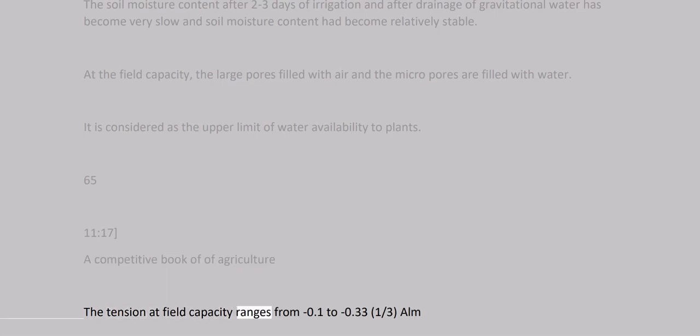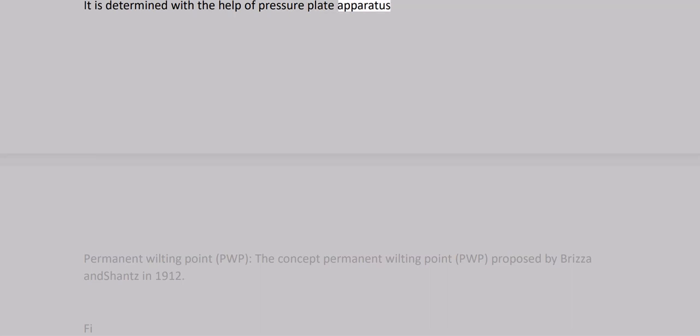The tension at field capacity ranges from -0.1 to -0.33 bar, i.e., 1/3 bar. It is determined with the help of a pressure plate apparatus.